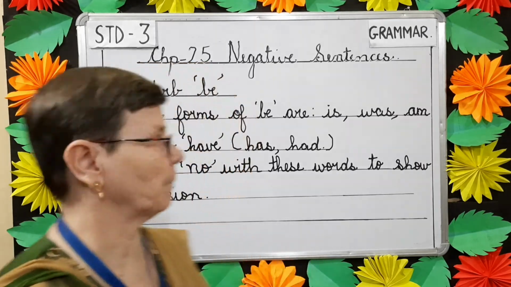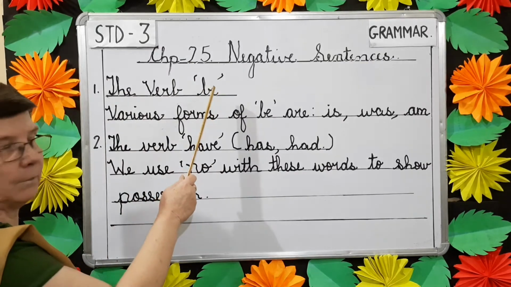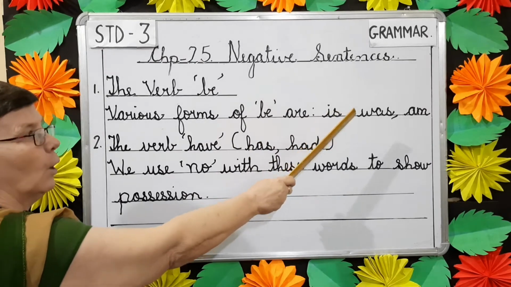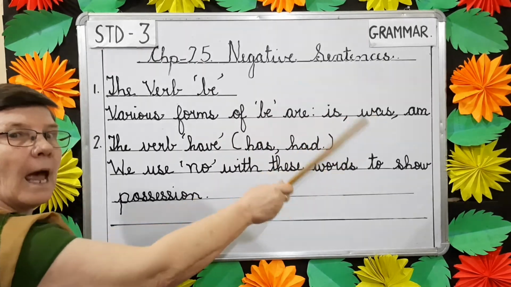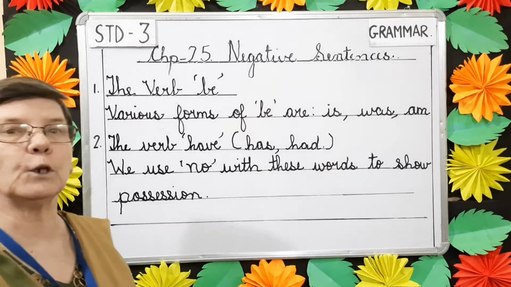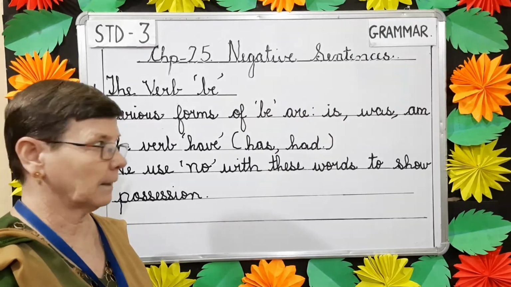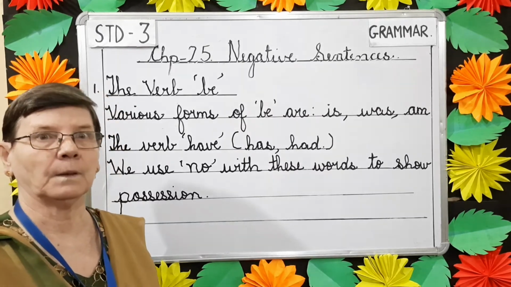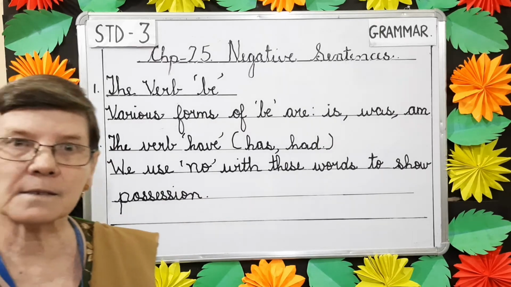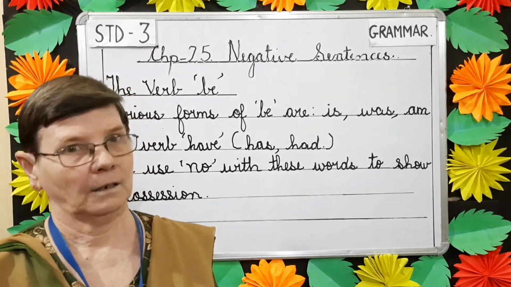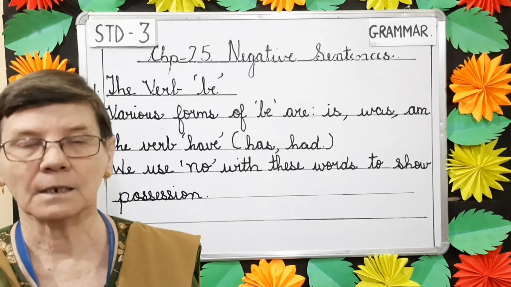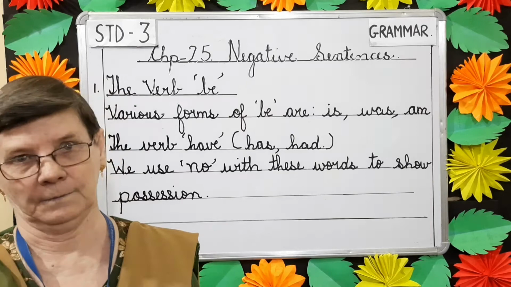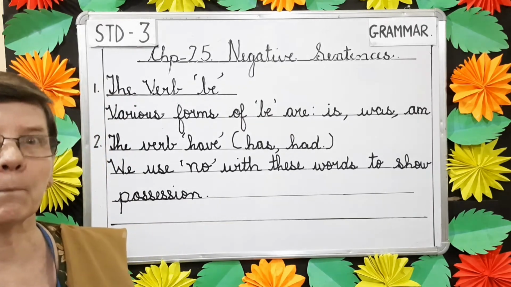Number one, the verb be. Various forms of be are is, was, am. And along with these words, we use not. Like, is not, was not, am not. She is sick. Now that is just a simple sentence. Turn it into a negative sentence. She is not sick.